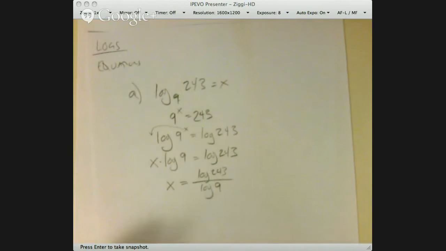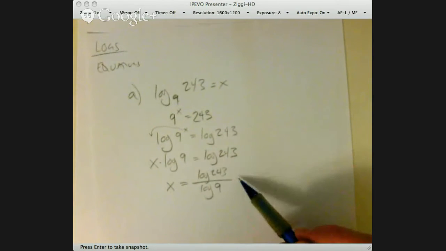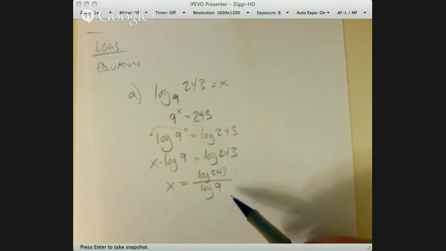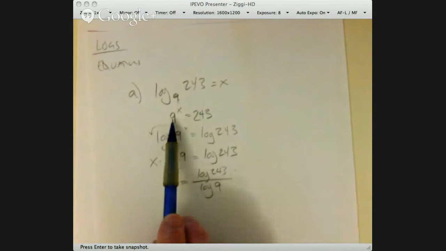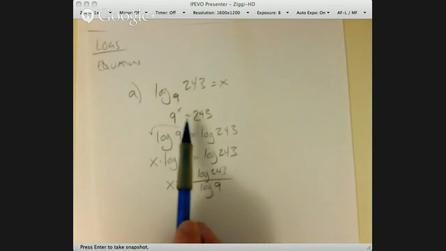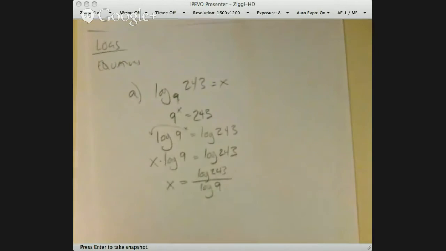Now, we call this calculator-ready form. I can plug this into the calculator, get log of 243, which is going to be some crazy decimal, divided by log of 9, which is going to be some other crazy decimal, and it will give me what the x value is. Almost every problem where you have a number to an x is equal to another number, this is the method you use: taking the log of both sides, bringing your x down, and solving. But this is the way that this one ended up working out.